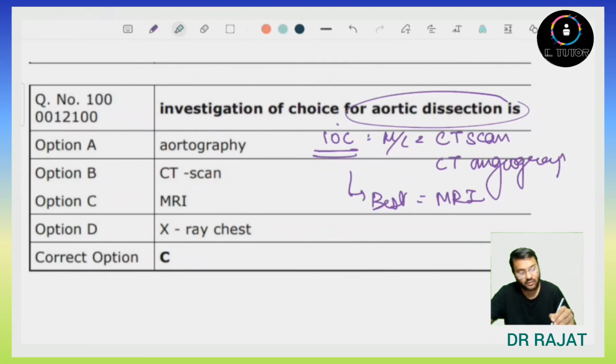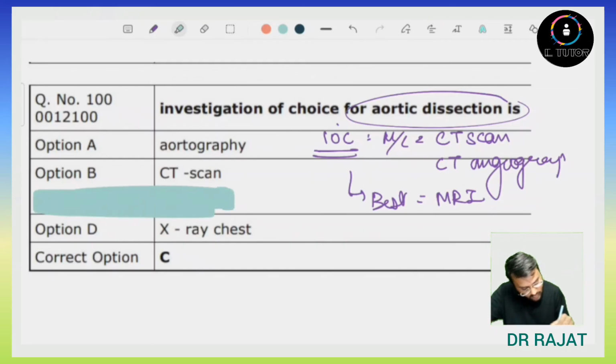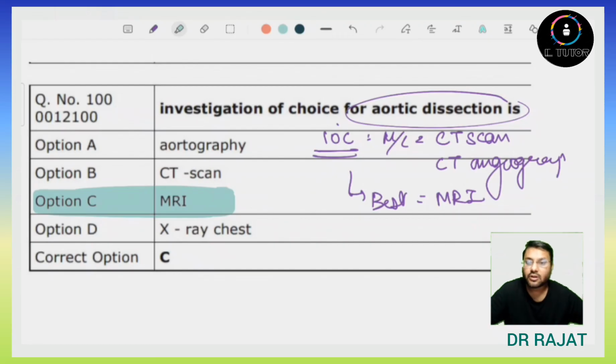So according to official answer key, the answer was given as MRI, so we will choose that only. But if MRI is not in the option, then CT scan will be the best answer.